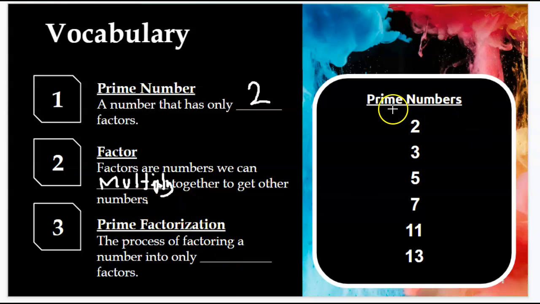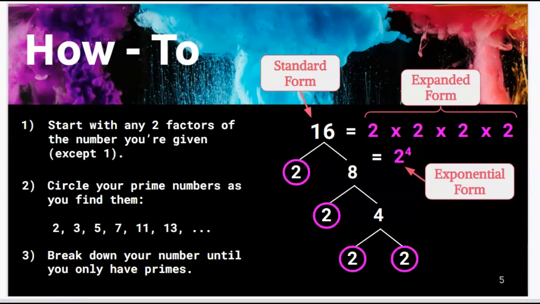These are the prime numbers that I really want you to focus on. And the process of factoring a number into only prime factors, that's what prime factorization means. It actually says it in the word. It's the prime factors that we're looking for. Okay, so how to do this? How in the world do we do prime factorization?